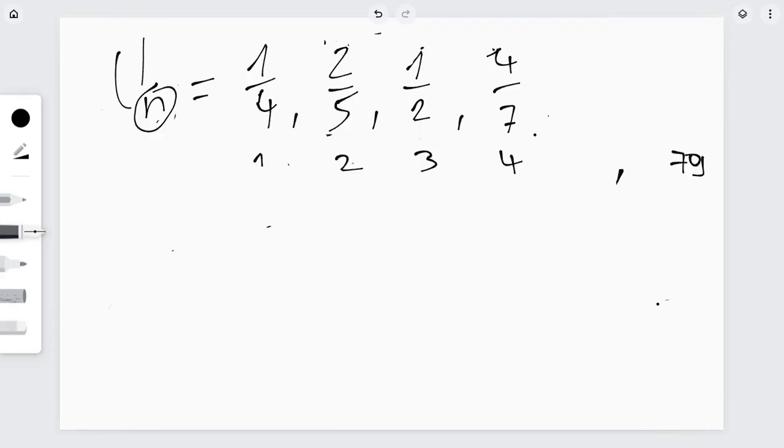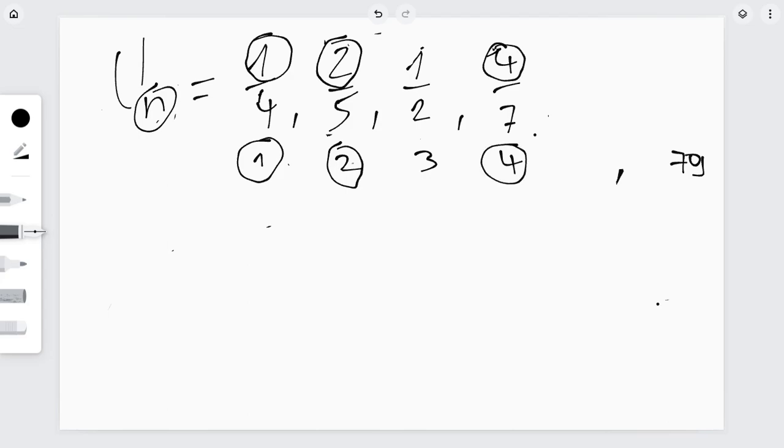Now, if you look at the numerator, we can see here that this matches this 1. The numerator matches the place. That's great. And here we have the same thing. It matches the place. And here we have the same thing. It matches the place. So that's something that stands out. What is bothering me is this 1/2. This is the entry that's bothering me because it doesn't follow this rule. It has a 1 where it should have a 3. If it had a 3, then it would be very great.